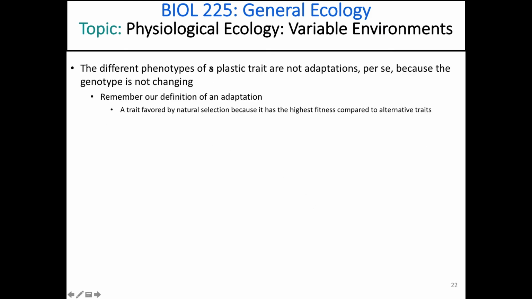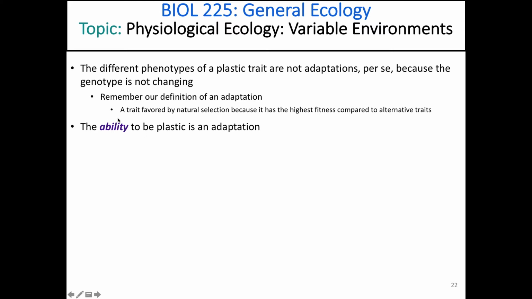So, the different phenotypes of a plastic trait are not adaptations per se, because the genotype of these individuals is not changing. If you go back to our evolution lecture and remember the definition of an adaptation, it is a trait that's favored by natural selection because it has the highest fitness compared to alternative traits. And these different traits all have different genotypes, and so selection acts to increase the genotype that has the highest fitness, and that's what makes it an adaptation.